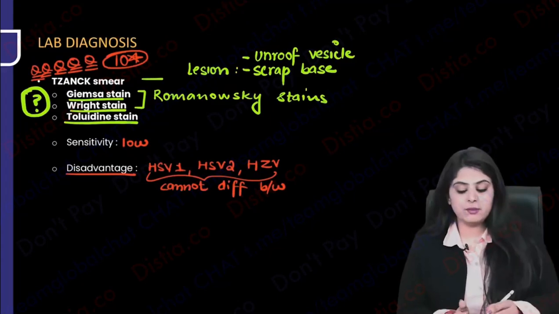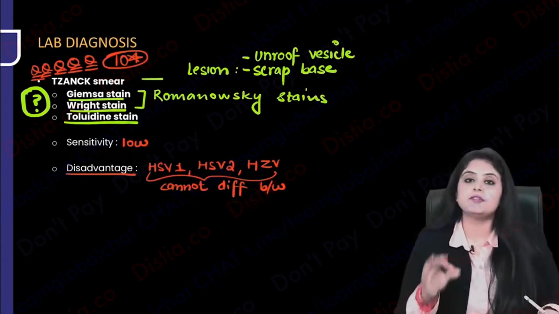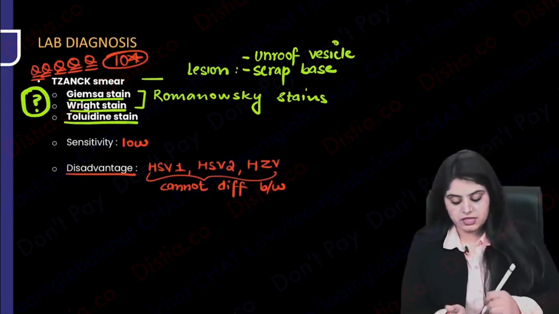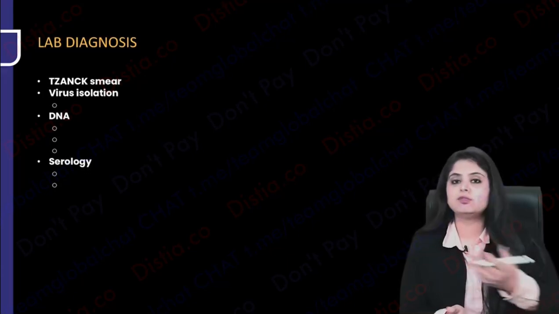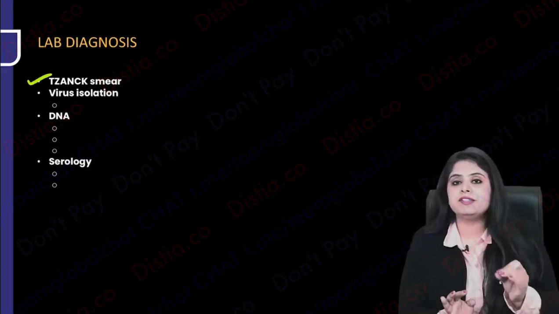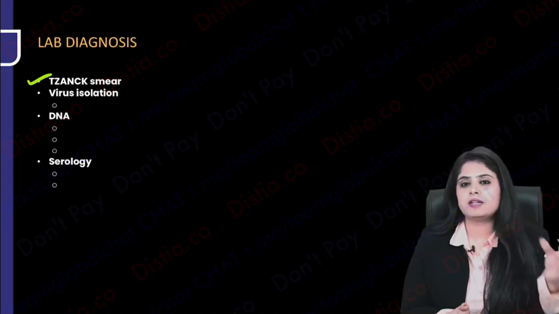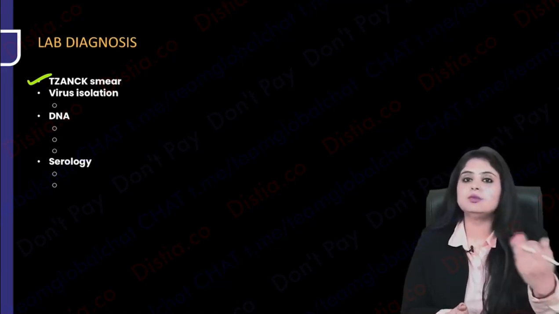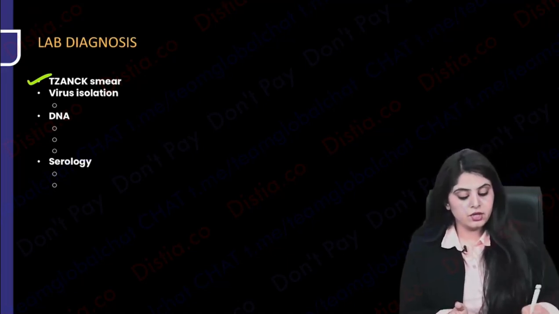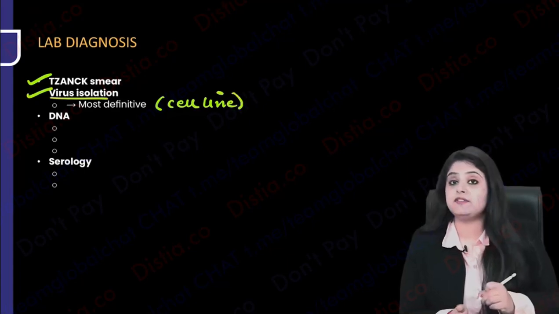So the Tzanck smear is done, but the problem is that its sensitivity is low and it has a disadvantage that you cannot differentiate between the other species. Okay, done. What else? Ma'am, you said the Tzanck smear is anyway not very useful. So fine, we did it. Which is the best thing? The best is isolation. Like in bacteria, I used to say culture media, blood agar, chocolate agar, all those. Here you can't use culture media. Here what do you use? You use some kind of cell line. So you isolate it and grow it in a cell line. That is one definitive way.